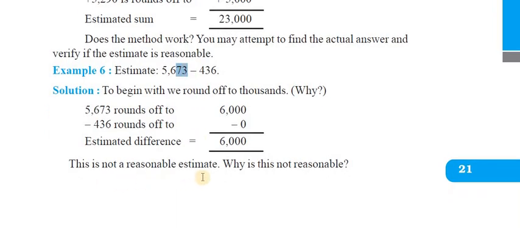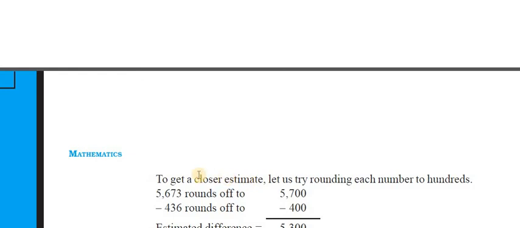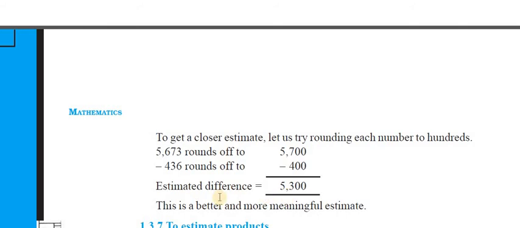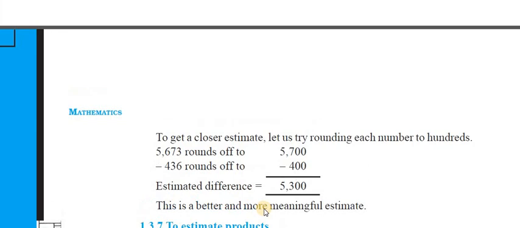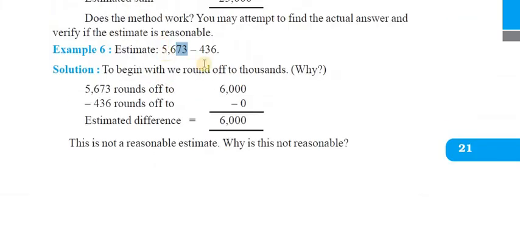This is not a reasonable estimate. Why is it not reasonable? Because to get a closer estimate, let us try rounding off each number to hundreds. Estimate the difference, 5,300. So this is a better and more meaningful estimate. Yes or no? I said no for rounding to 1000, because it is 436 and it is less than 500, so that is the reason we can't follow that rule. That is the reason we will go for the estimate to hundreds. Is it clear to you all now? For what questions we have to go for round off to 1000, and for what questions we have to go for round off to 100, we should take care of that. Otherwise we will get wrong answers. Okay.